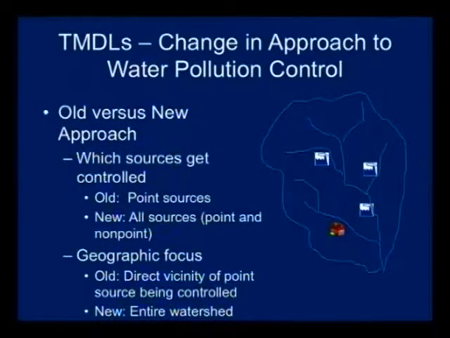When the control was on point sources, generally the place you look was right below where the plant discharged. That's where the problems would be biggest. You try to clean that up. With the total maximum daily load watershed-based approach, we're now looking throughout the entire watershed and making sure we're complying with water quality standards. So since roughly 1990, there's been a shift in focus from just looking at point sources to considering all sources.